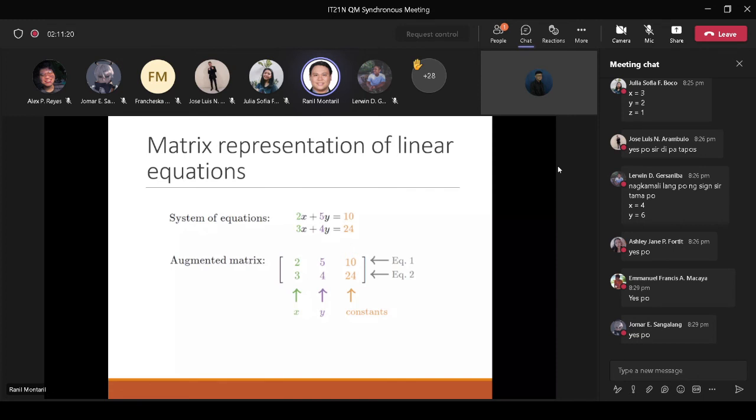Now, what you're going to do is just extract the coefficients and constants. This is the coefficients for x, this is the coefficients for y, these are the constants. So as you can see, the first column will be for the variable x, the second column will be variable y, and the constants will be in this column. So that's it. So just transform these equations into this form. Okay? Naintindihan? Naintindihan, guys?